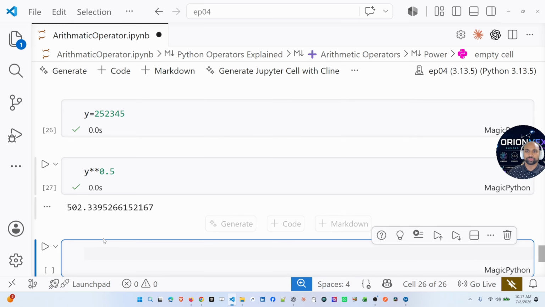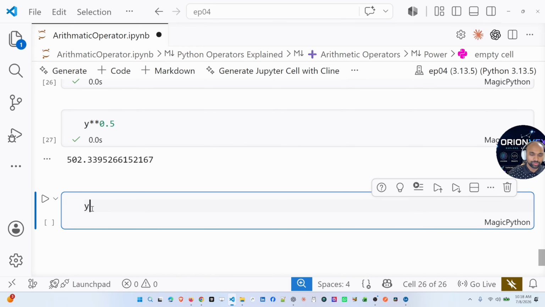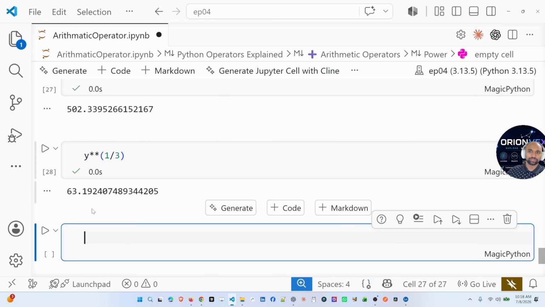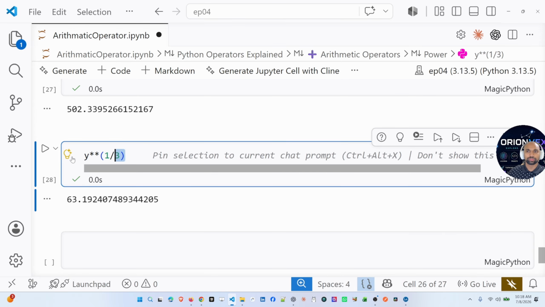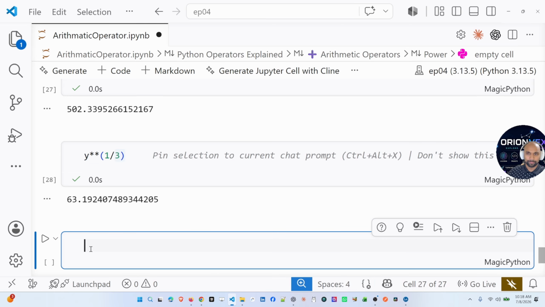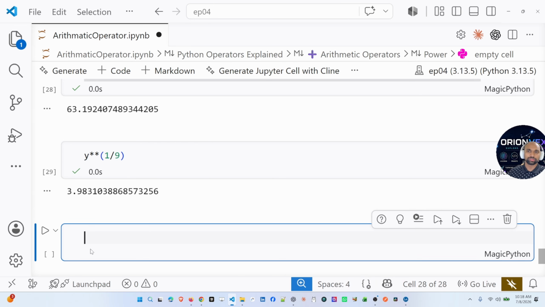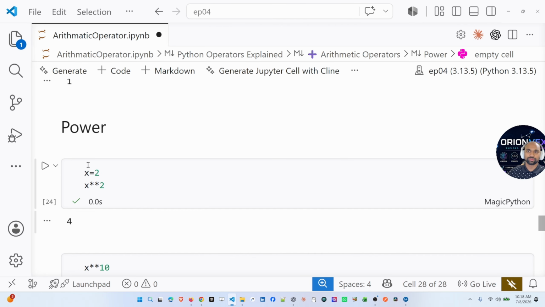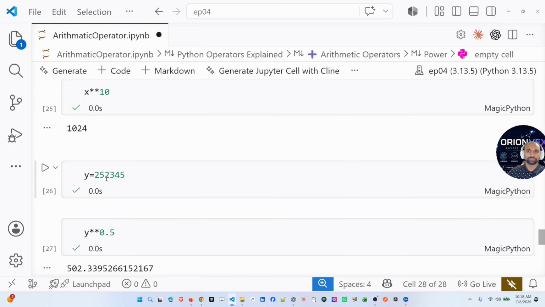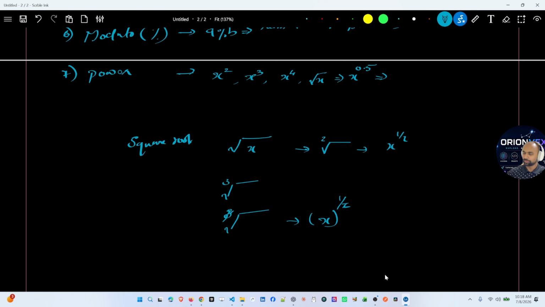We have already seen it. Suppose you want to see the cube root, y star star, and then for the cube root, if you don't know the exact value, we can give 1 by 3. If it is the fourth root, 1 by 4. Let's give y raised to 1 by 9 and see what the output is. That is the ninth root. The ninth root of this y value is 3.